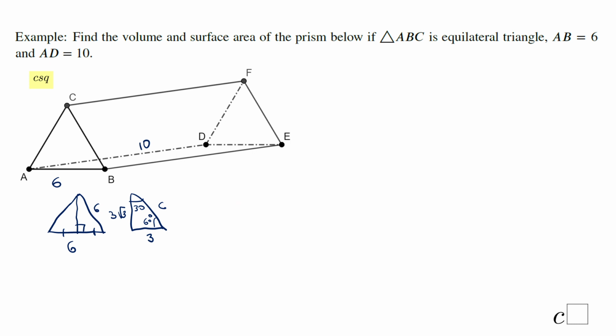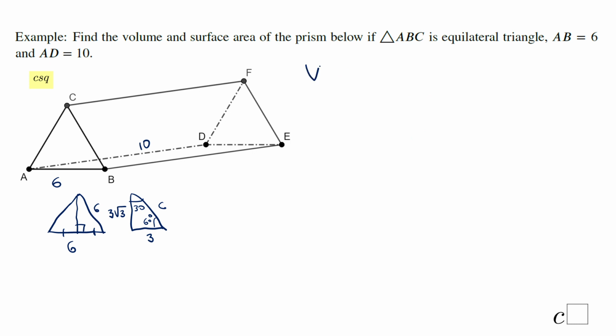So I think now we have everything we need. Let me be sure I can write that square root of 3 better. 3 square root of 3 is the height of the equilateral triangle. So now we can move and get the volume.